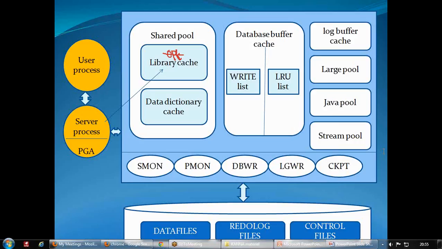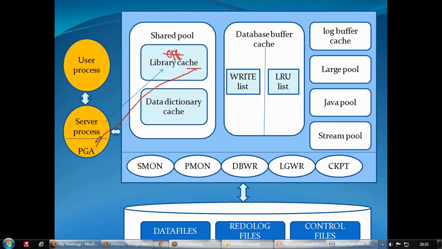Okay, so once parsing is completed, the optimizer will generate the plan, and now the server process, taking the plan which was generated in the library cache, is going to come down to the PGA.